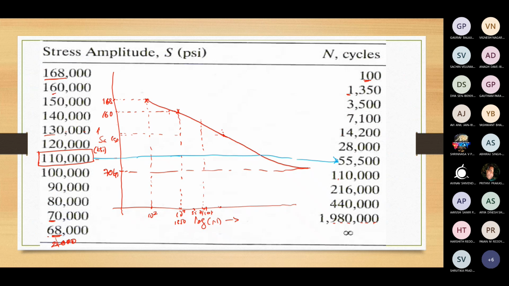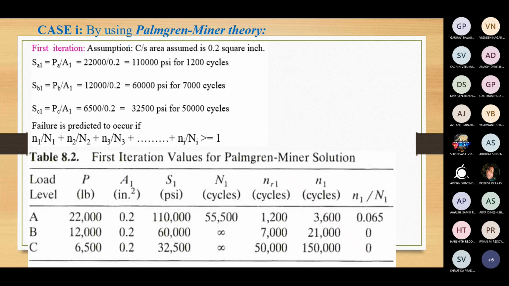So with this idea, you can look here now. 0.2 area has been assumed. So assume the cross-sectional area 0.2 square inch. There are 3 load cases. PA is 22,000 PSI. PB was 12,000 PSI. And PC 6500 PSI you have to apply.